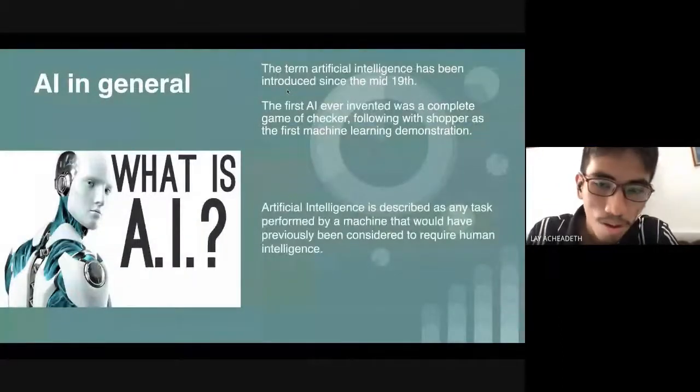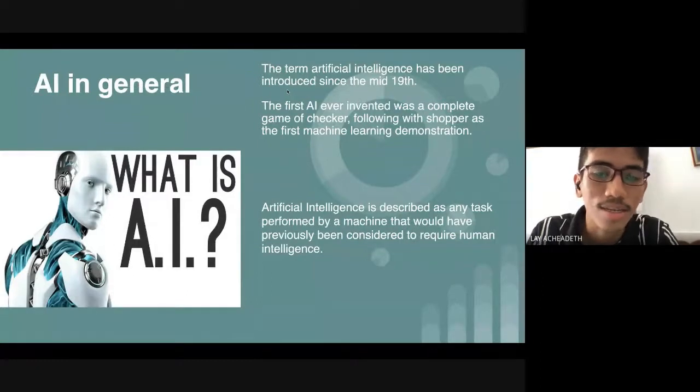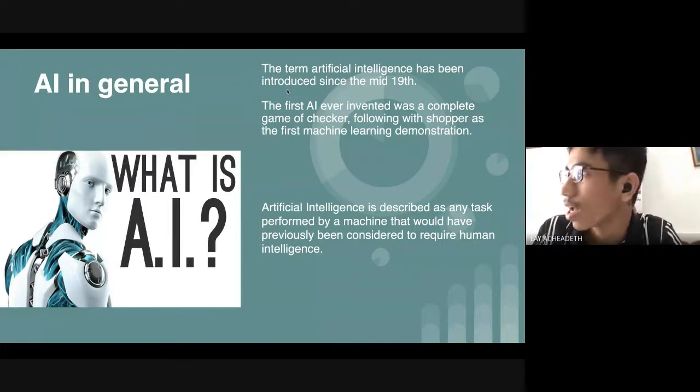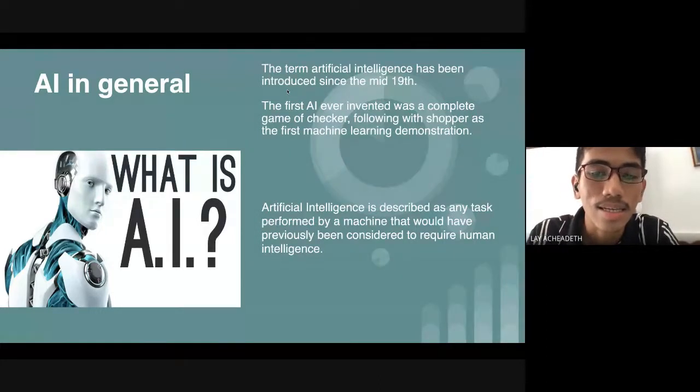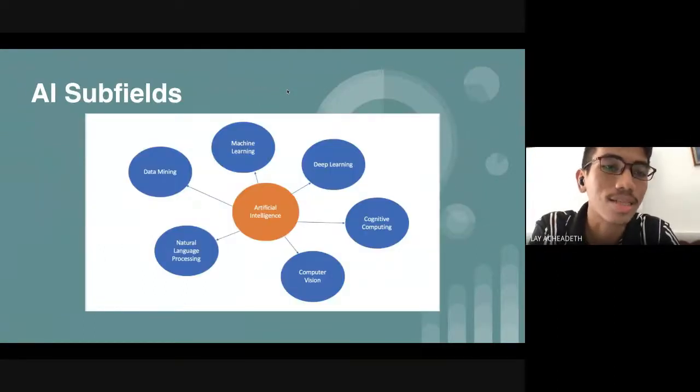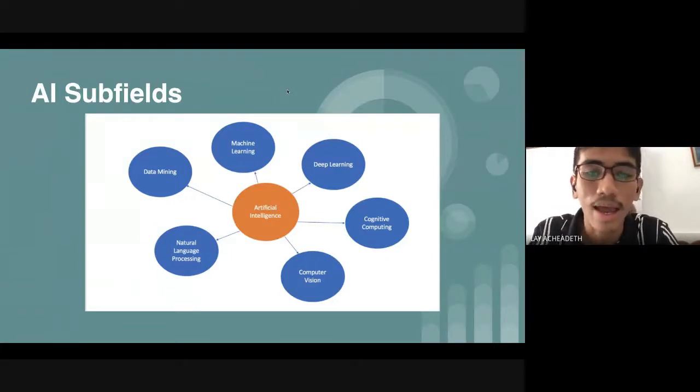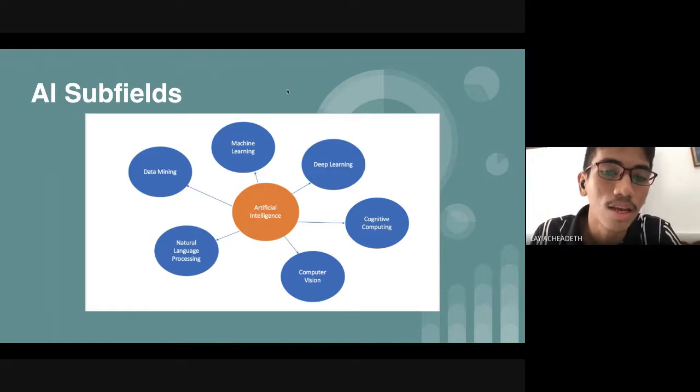Hopefully you understand what artificial intelligence is. Any task that used to be performed by a human but is now not performed by a human is artificial intelligence. This is the artificial intelligence subfield, and there are many. If you wish to pursue a career in AI, you can choose one of these, because you cannot just study AI and do everything by yourself. AI has a lot of subfields. You have to choose one specifically to work in.